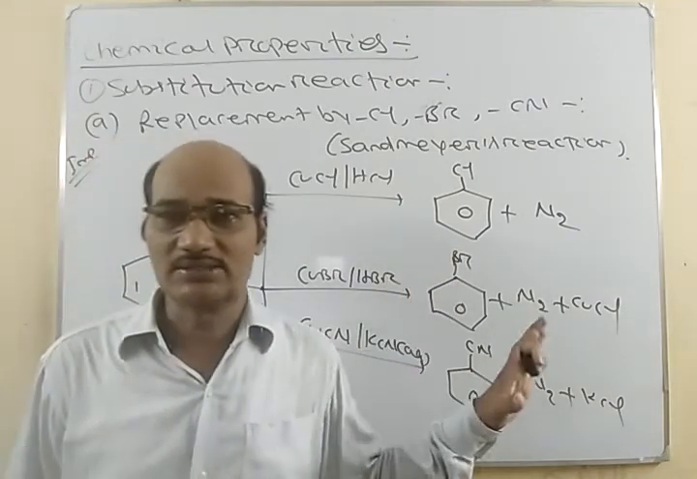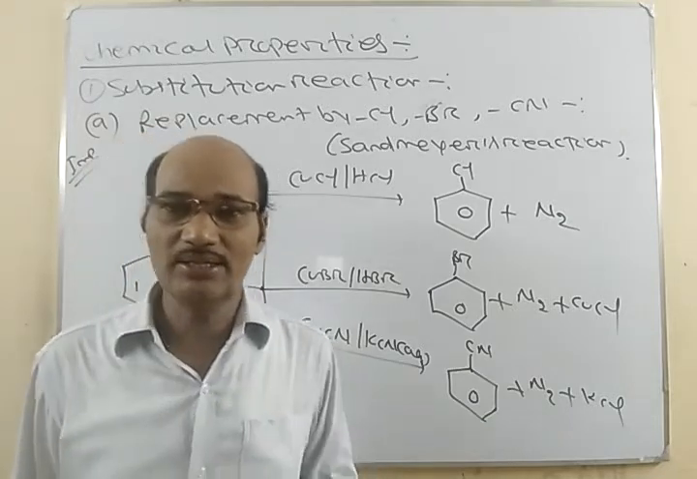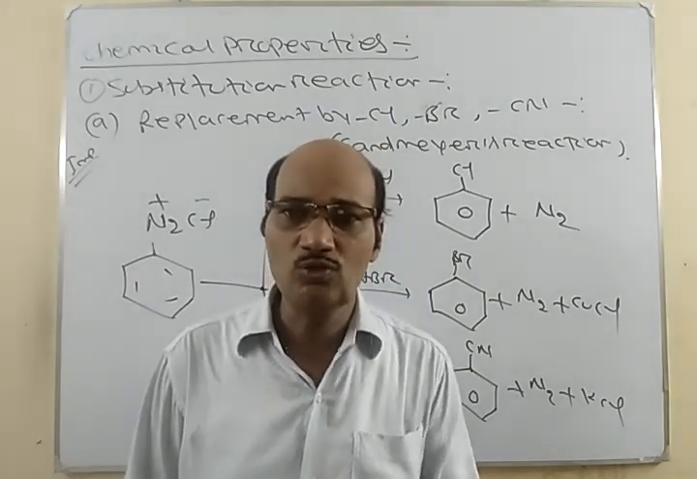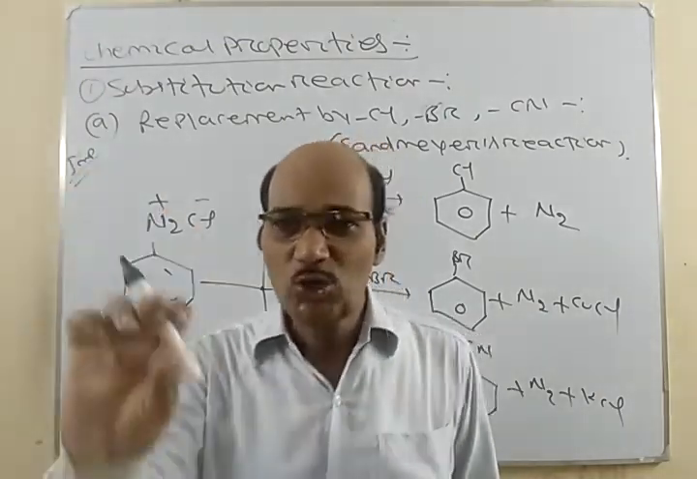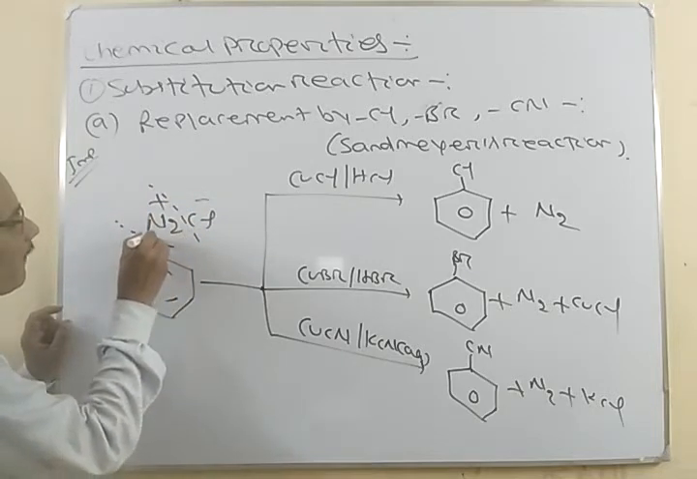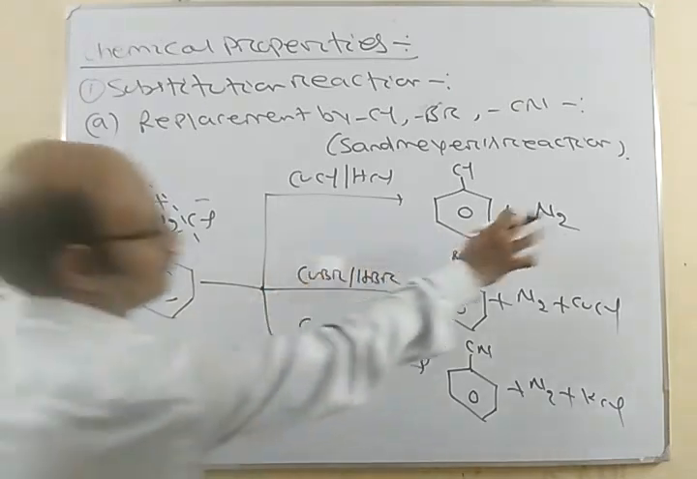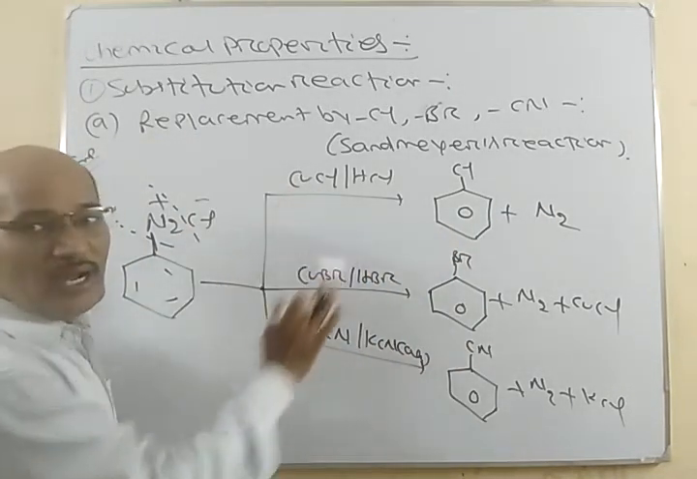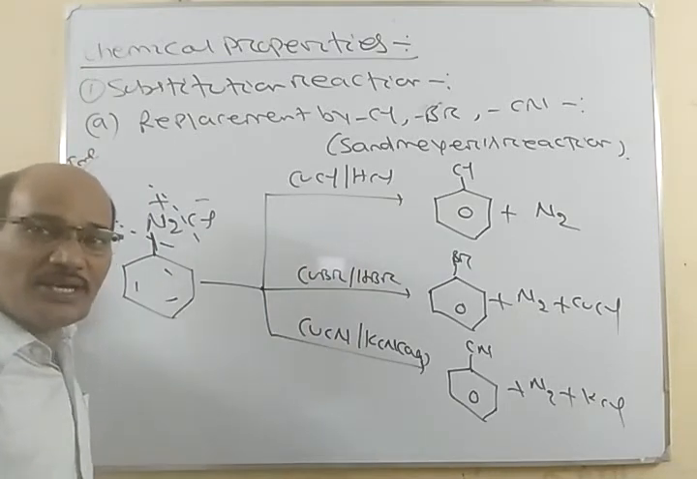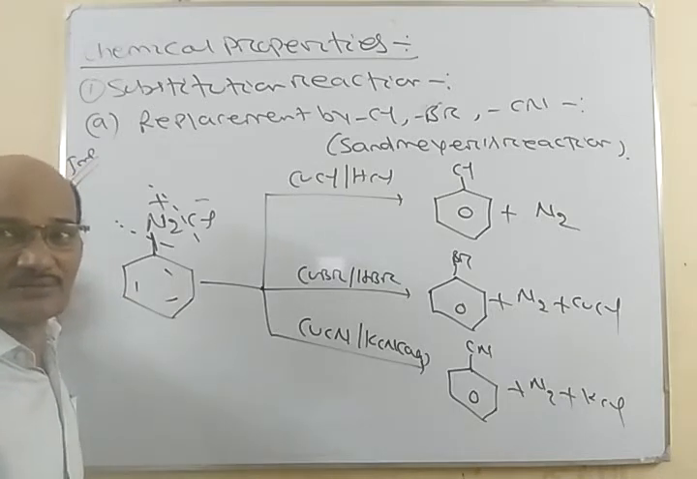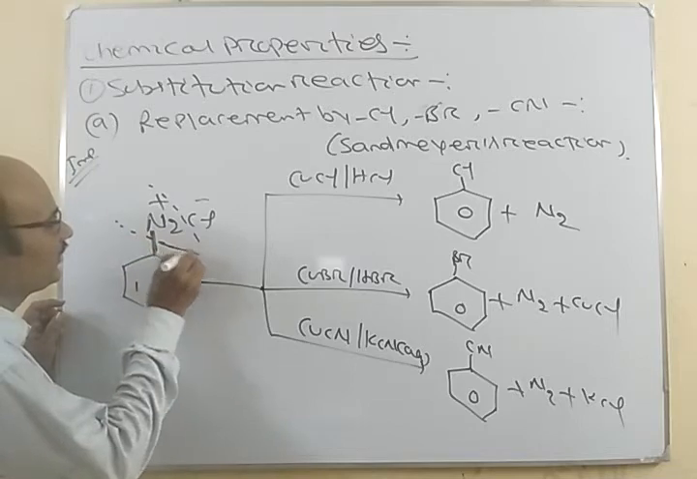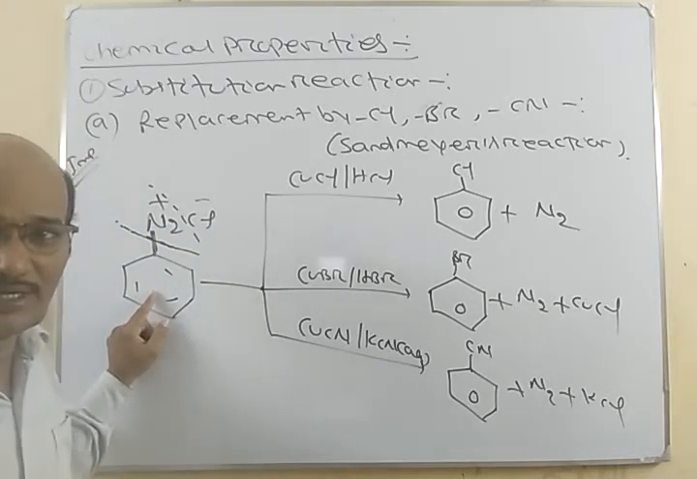In all these cases, the purpose is to remove nitrogen gas. Remember, in all replacement reactions of benzene diazonium chloride, whether you replace by Cl or Br or I or F or NO2 or CN or OH, N2 gas will evolve. That means there is a cleavage of the bond. This N2 will be removed in all the cases. And this reaction is a radical nucleophilic aromatic substitution. So both radical substitution and nucleophilic substitution are happening here. Here the benzene C-N bond is breaking as a free radical, so we will get a phenyl radical.